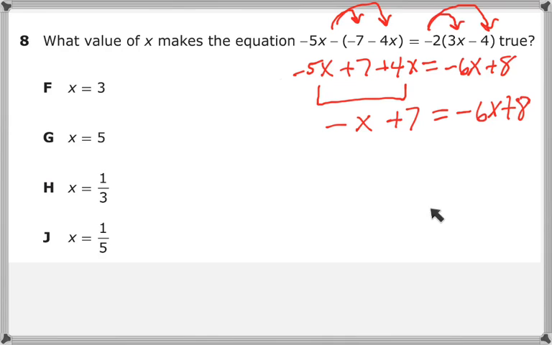Now we want to decide which way we're going to move our x's. So let's move the negative 6x over here to the left by adding 6x to both sides. When we add 6x, it'll make this negative 6x become 0, and whatever you do to one side of the equation, you must do on the other side to keep everything in balance. So we're going to add 6x to both sides, and let's go ahead and do that step.